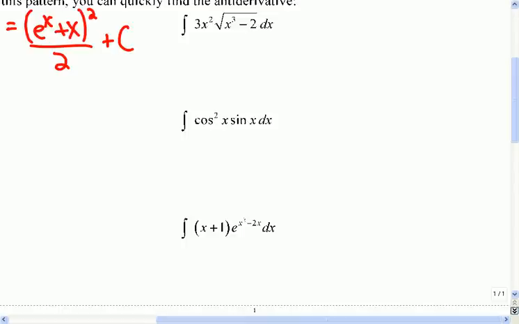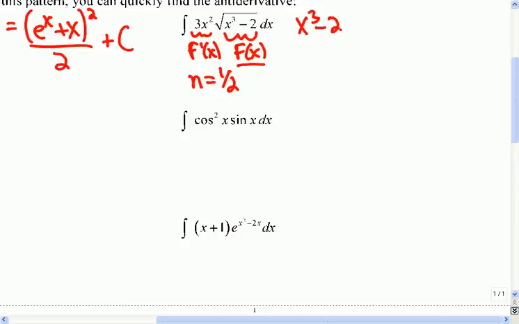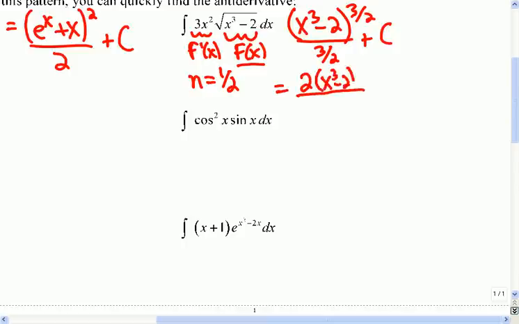So do we recognize a function and a derivative here? Just hands up if you do, so I get an idea. Okay, good. So the exponent is the tricky one here. Here's my function. Here's my derivative. And the exponent is a half this time. So that means I'm going to take the function, x cubed minus 2, 1 higher, divided by 1 higher. So that's going to be 2 times x cubed minus 2 to the 3/2 all over 3 plus a constant.